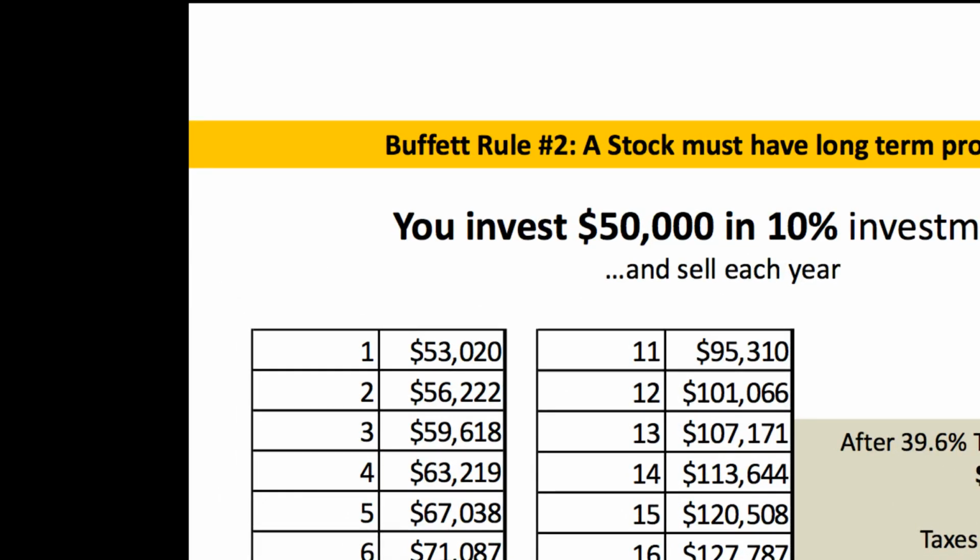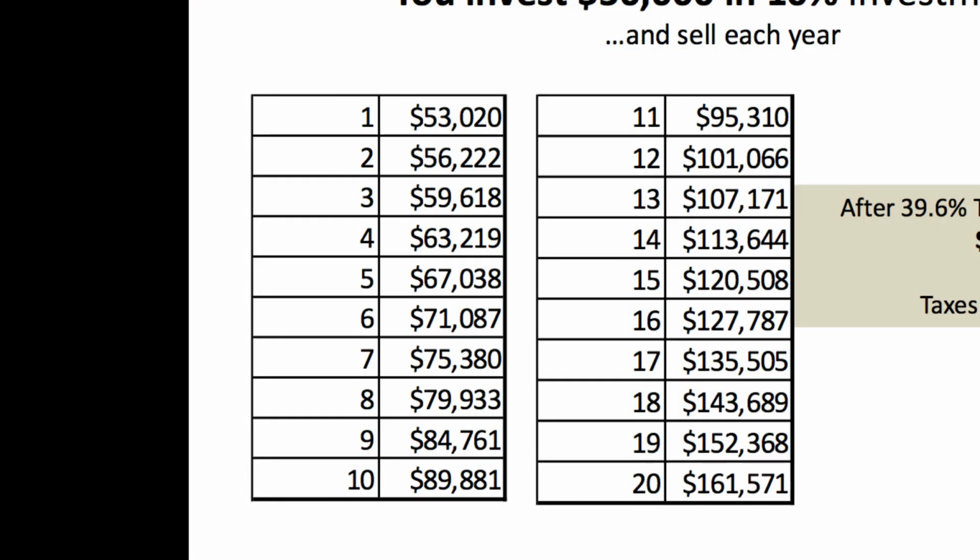So whenever I figured this out, there was a little bit more math than what I'm showing you here. The math after the first year would have been $55,000, but then you would have paid that 39% tax on that $5,000 gain. So what I'm showing you is after that 39.6% tax was paid. Even though you made 10%, you only have $53,020 after the first year. And then after the second year, you can see it's $56,222, and so on and so forth as you go down.